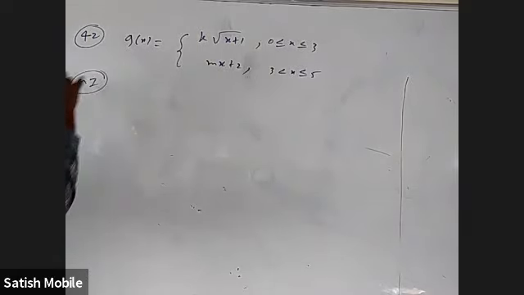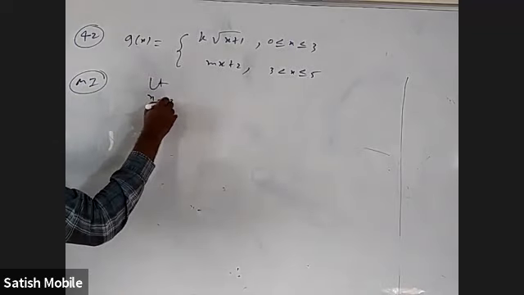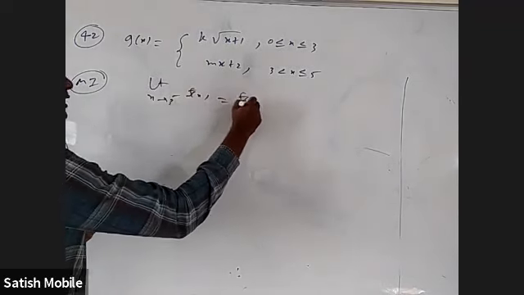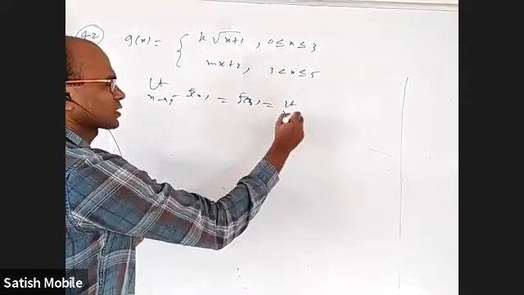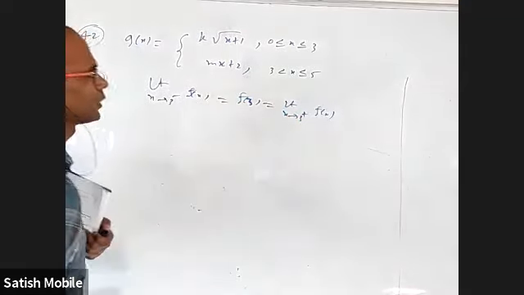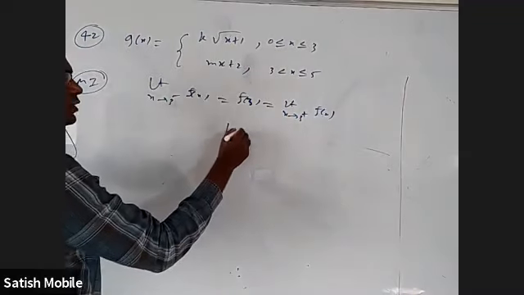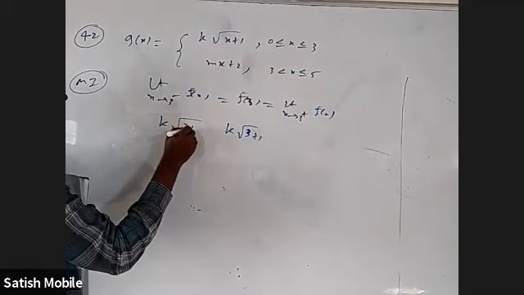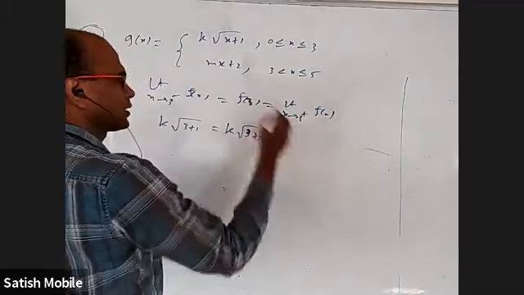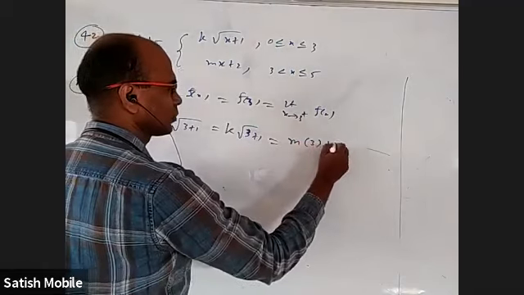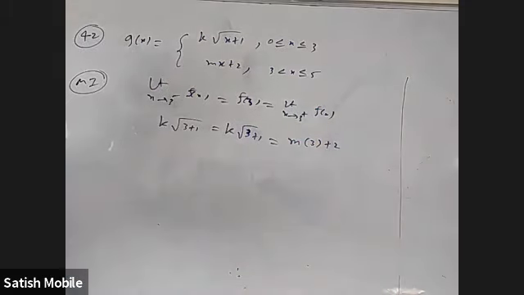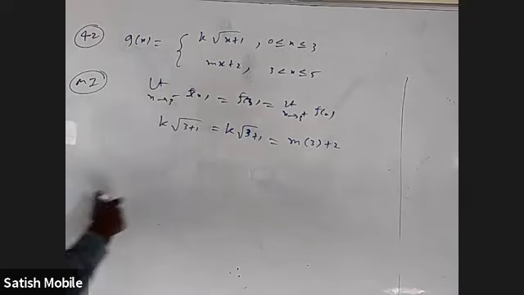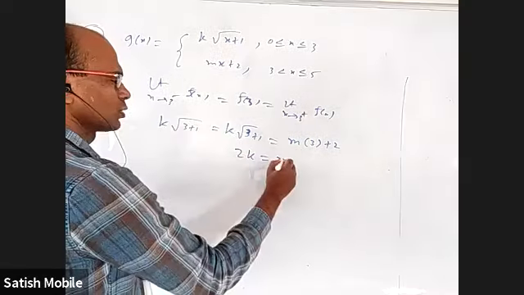Okay, so method 1, checking continuity first. Limit x tends to 3 minus f of x should be same as f of 3, limit x tends to 3 plus f of x. F of 3 comes from this, which is k into root over 3 plus 1. This left limit is also the same, k into root over 3 plus 1. Right limit at 3 is m into 3 plus 2. So 2k is equal to 3m plus 2.